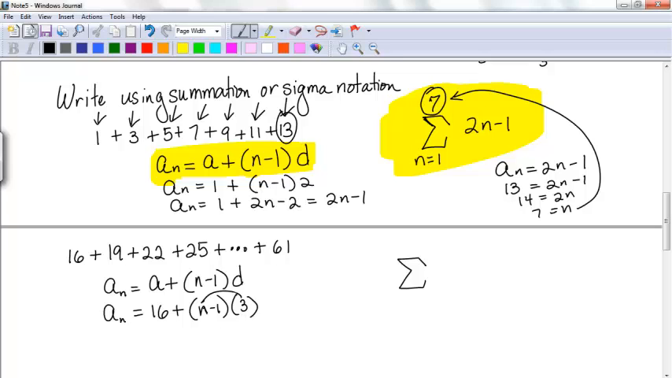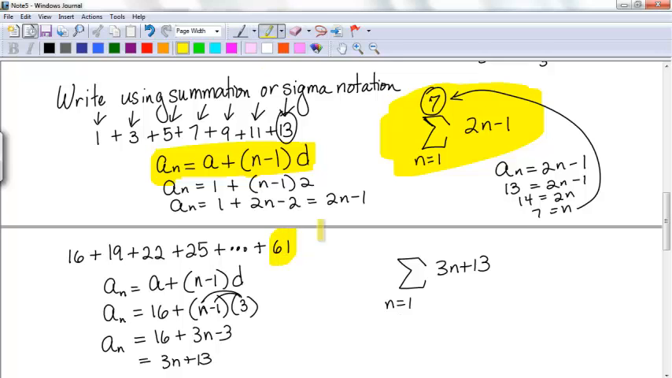Now multiply this out. So my a sub n would equal 16 plus 3n minus 3. So I get 3n plus 13. So 3n plus 13 goes out at the side. My n is 1. If you use that formula, n's going to start at 1. Now, here's where I don't know on the 61, where do I stop? Because I can't just count them.